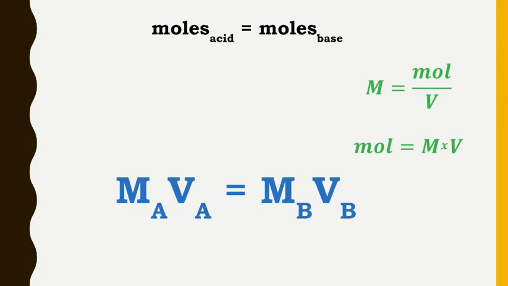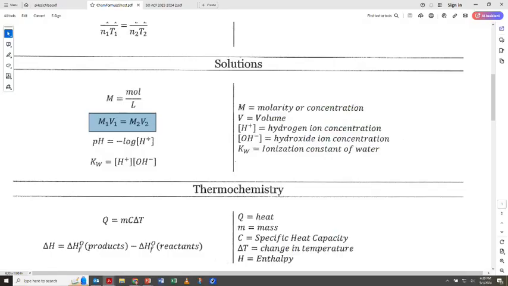Pretty simple extrapolation. Now, something to keep in mind is that on the equation sheet that we use on all our tests and quizzes, we don't actually have an equation MAVA equals MBVB. We only have that same dilution equation that we used last unit, M1V1 equals M2V2. So some students just use that, the same exact equation. It even works the same in this problem.